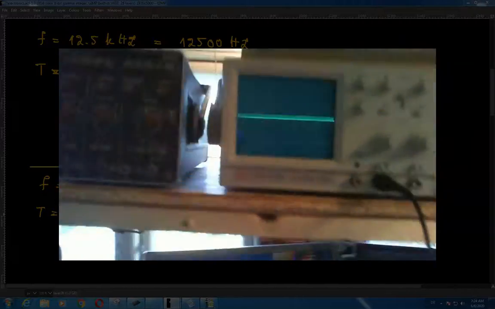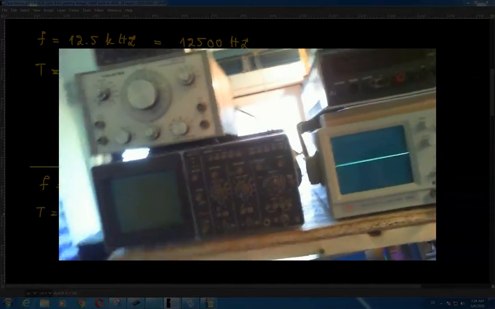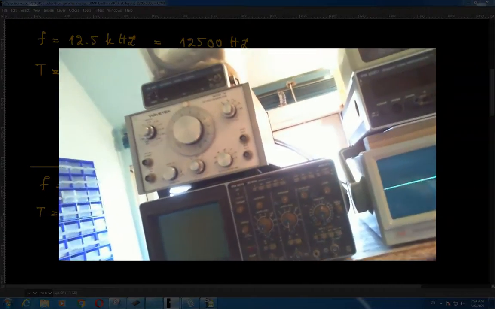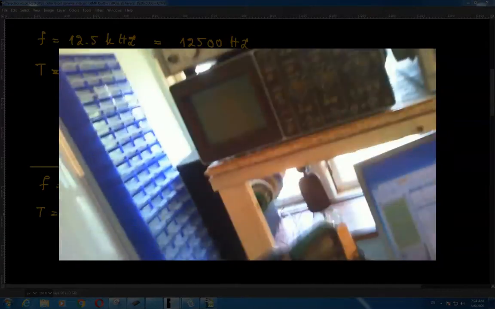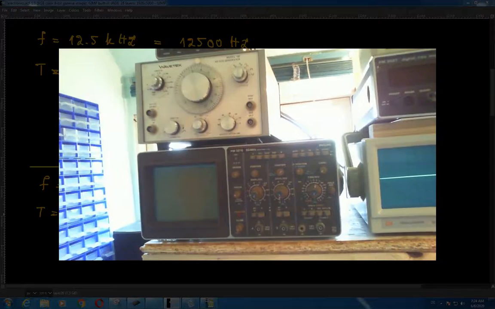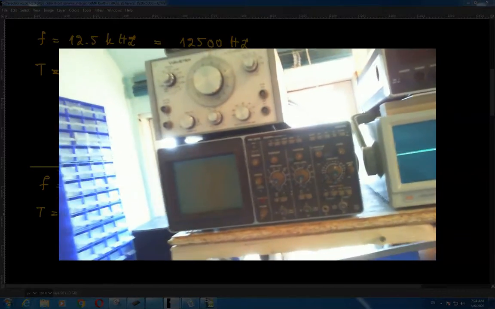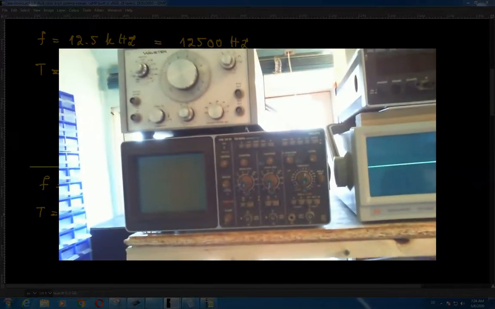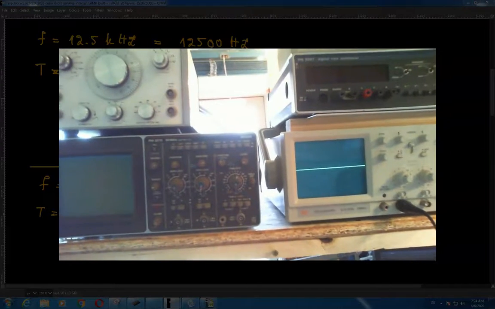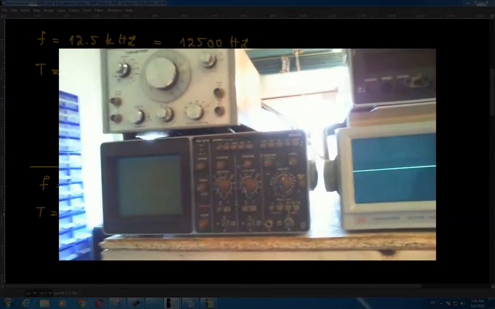Let me see if I can put my camera over here. Okay. Then on an oscilloscope, what you can do is, I need to set this up properly.